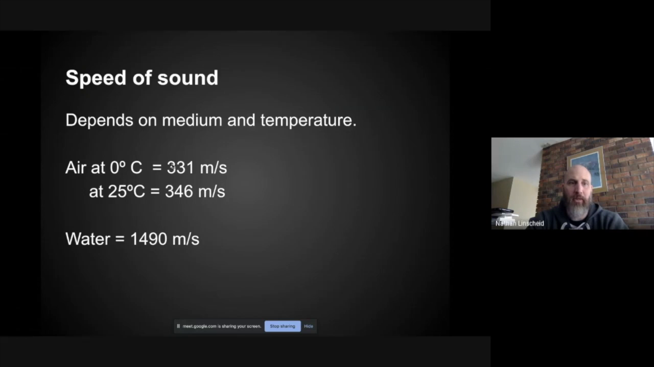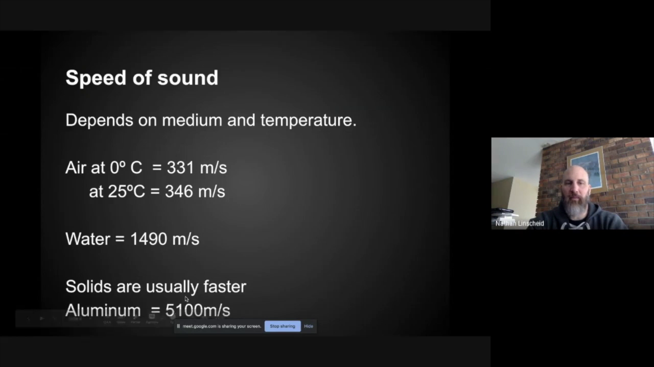You can see temperature affects it. So if it's freezing outside, 331 meters per second. If it's 25 degrees, which is a little warmer than room temperature, then you're at about 346. Now notice in water, it goes a lot faster, 1,490 meters per second. That's what, 4 times faster through water? And then solids are even faster than that. Aluminum is like 5,100 meters per second.